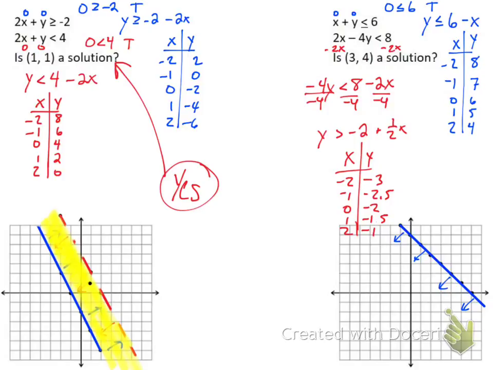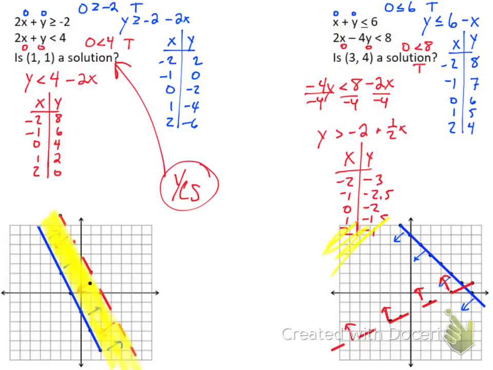So when I graph that, I should get something looking like this. This one's going to be a dotted line again because my inequality sign is just a less than sign, no or equal to. And then when I plug in my test point, 0, 0, 0 for x and a 0 for y, I get 0 and 8. That's another true one. They won't always turn out true. So since it's true, I want to go towards 0, 0.